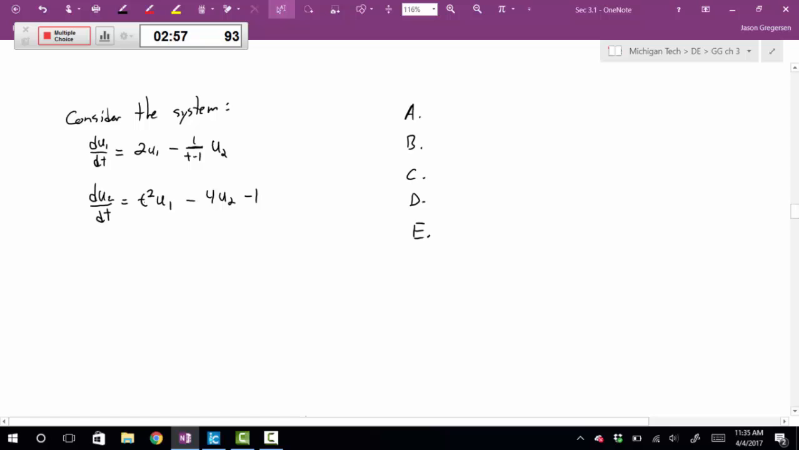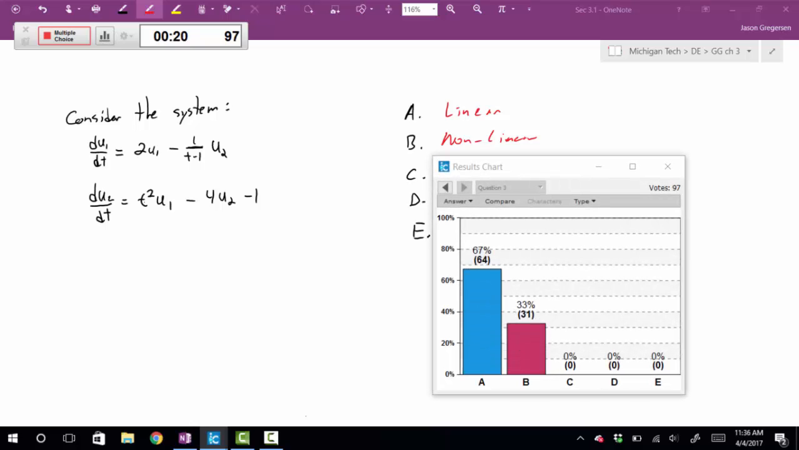All right, consider the system. Here is the system. Question 1. Linear, nonlinear.